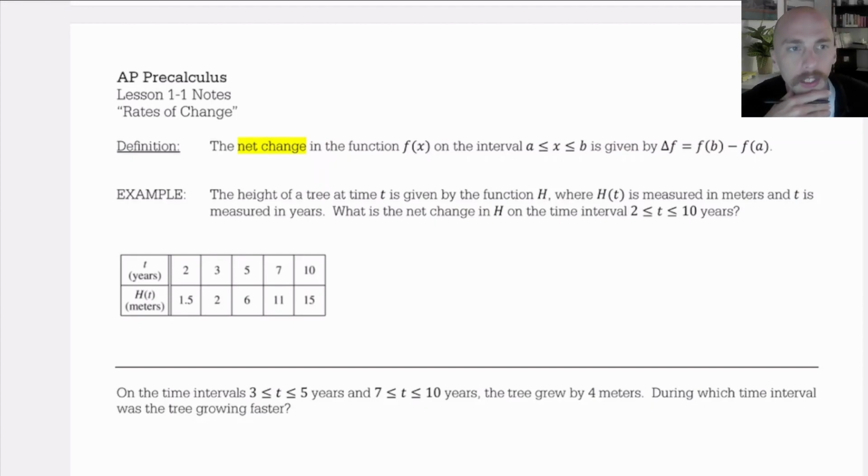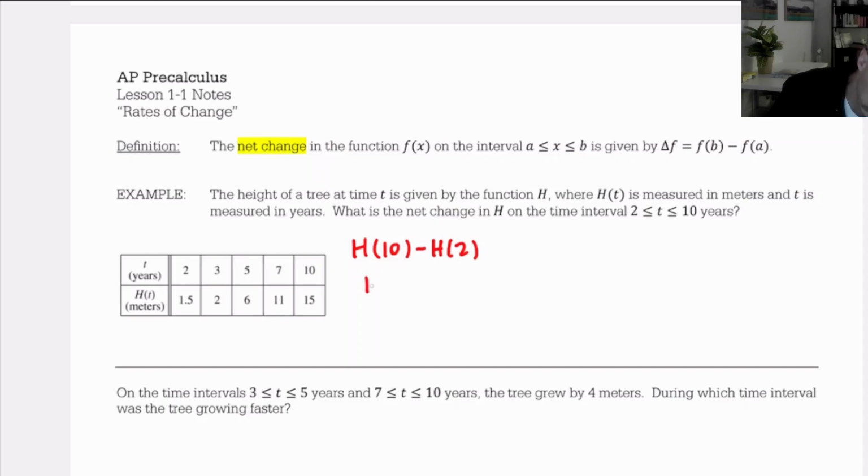So the height of a tree at time t is given by the function h, where h is measured in meters, t is measured in years. What's the net change in h? Okay, so what we're saying is that the net change would be h of 10 minus h of 2. So that's the height of the tree at 10 years, which is 15, minus h of 2, the height of the tree at 2 years, which was 1.5, and that's going to be 13.5. And what that means is that the tree grew 13.5 meters from t equals 2 years to t equals 10 years.